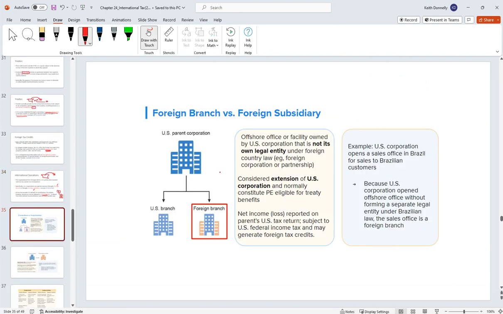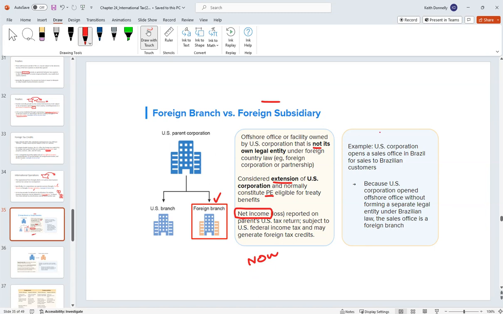So we said, hey, you're operating overseas. There are two ways. One thing you can do is open a branch. Here, that's an offshore office or facility owned by the U.S. corporation that is not its own legal entity under the foreign country's law. Really, this is just considered an extension, like a branch of a tree almost, of the U.S. corporation. It will normally constitute a permanent establishment and be eligible for treaty benefits. If we open a foreign branch, we're going to be subject to tax in the U.S. on the net income, and we could potentially get some foreign tax credit on that. So it's taxable now if we open a branch.